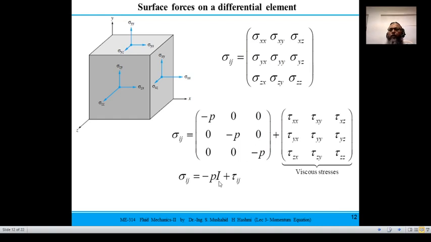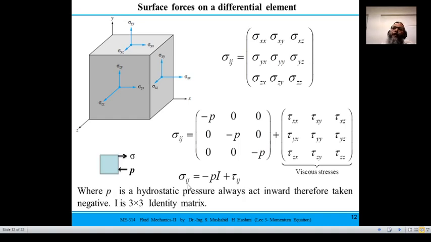So this term plus this term is actually the stress tensor, and we have a notation that stress is always outward, whereas pressure is always inward. That's why we have a negative sign here. So P here is a hydrostatic pressure which is always acting inward. Pressure always acts inward, whereas stress always acts outward. So this is a notation we have used. So we can write down the stresses in terms of the normal plus the viscous component.